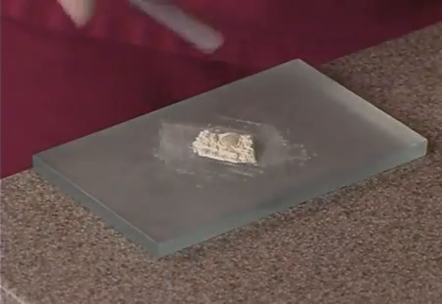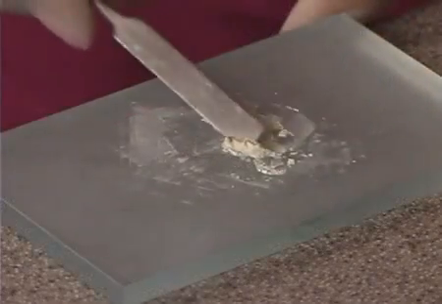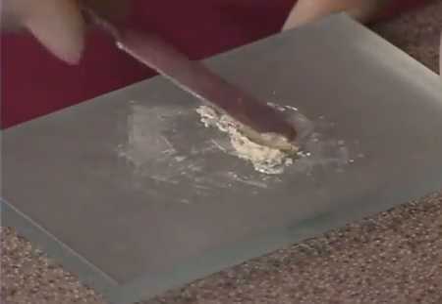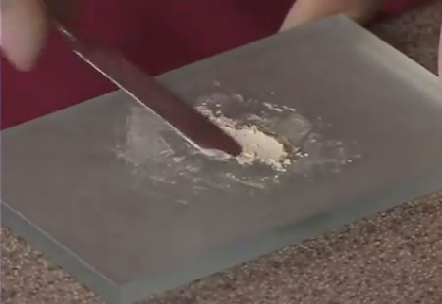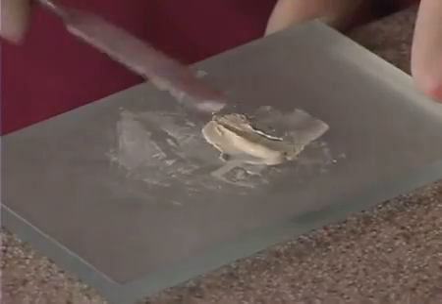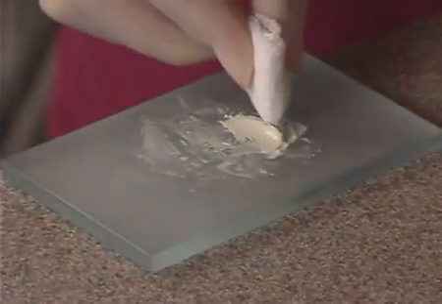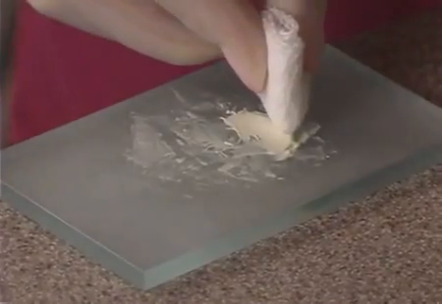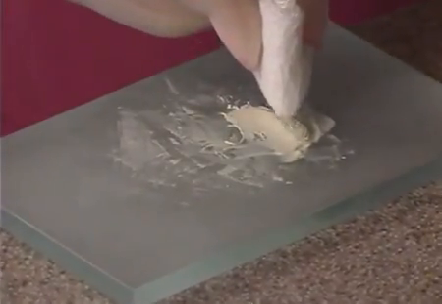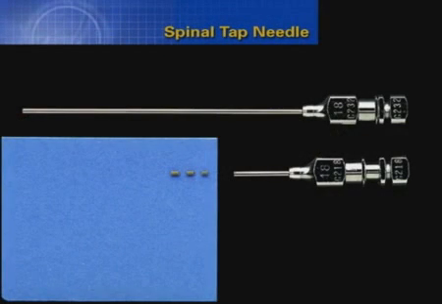MTA is packaged in a powder form and mixed with sterile water to a heavy, cake-like consistency. We want to incorporate as much powder as we can into the liquid so we can achieve the proper consistency. If, in fact, we have too much moisture, we can blot it with a fiberless gauze to wick out moisture. Wicking gives us a viscous mix and facilitates picking up the material with a modified spinal tap needle.